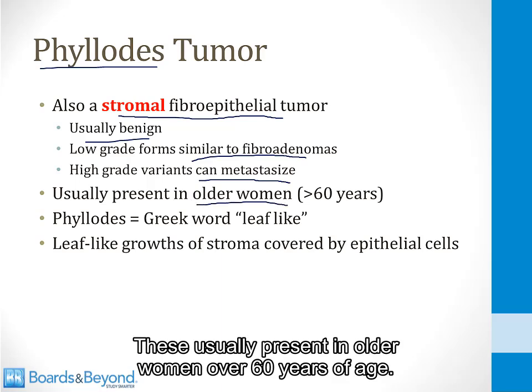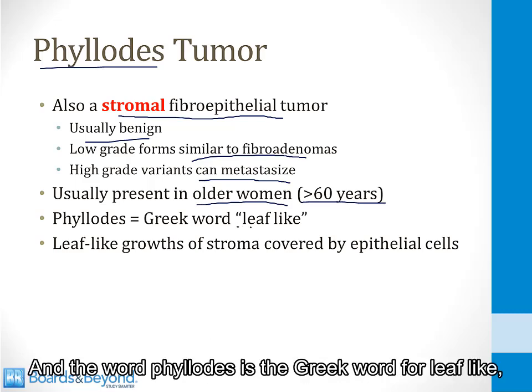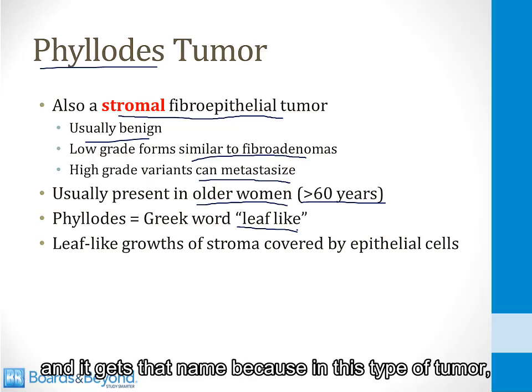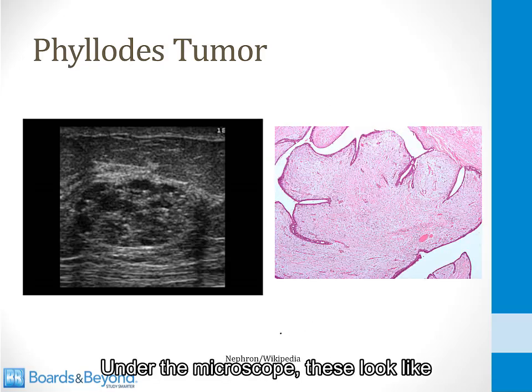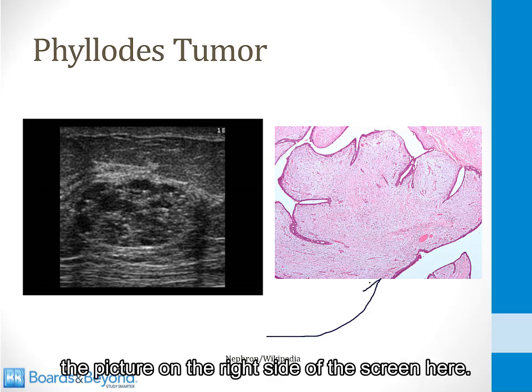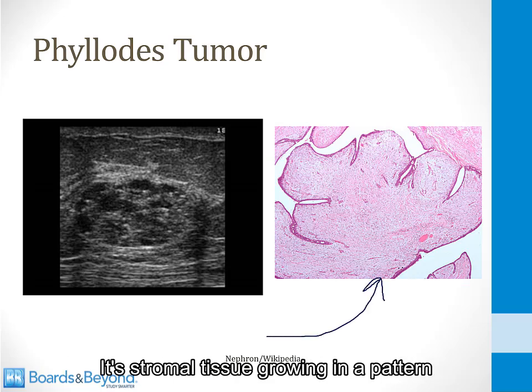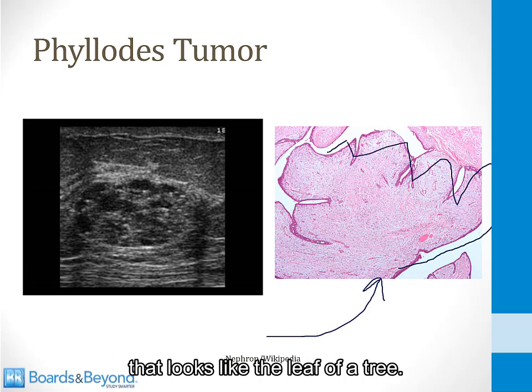These usually present in older women over 60 years of age, and the word phylloides is the Greek word for leaf-like, and it gets that name because in this type of tumor there are leaf-like growths of stroma covered by epithelial cells. Under the microscope, these look like the picture on the right side of the screen here. It's stromal tissue growing in a pattern that looks like the leaf of a tree.